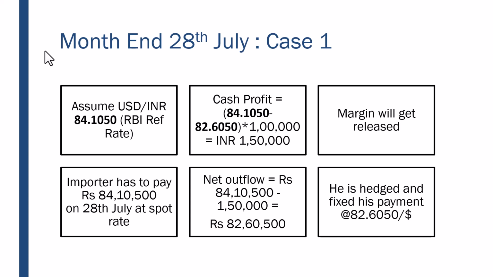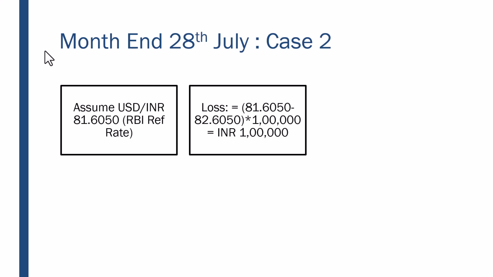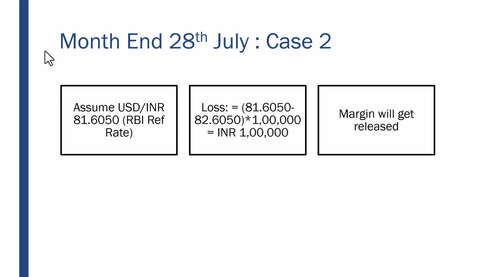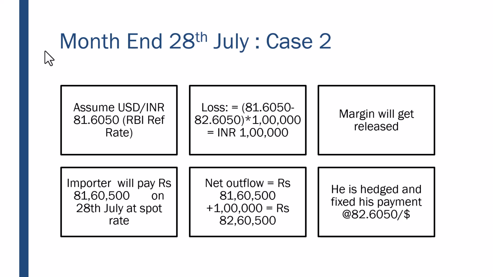So here in the first case, the rate has gone up. In the second case, the rate has gone down. You have suffered in the stock exchange, but you gained in your actual underlying transaction. But that gain was not coming to you because you suffered a loss. So your outflow is hedged at 82.60. Is that clear? Any questions? Have you all understood? Okay.